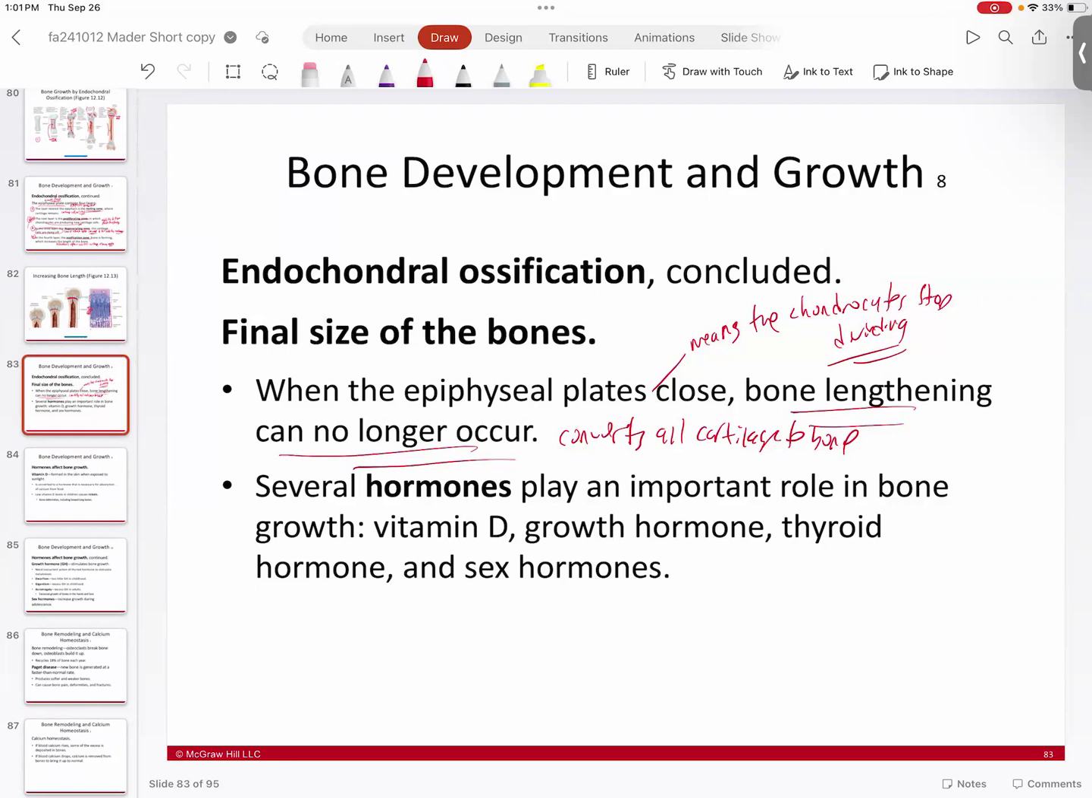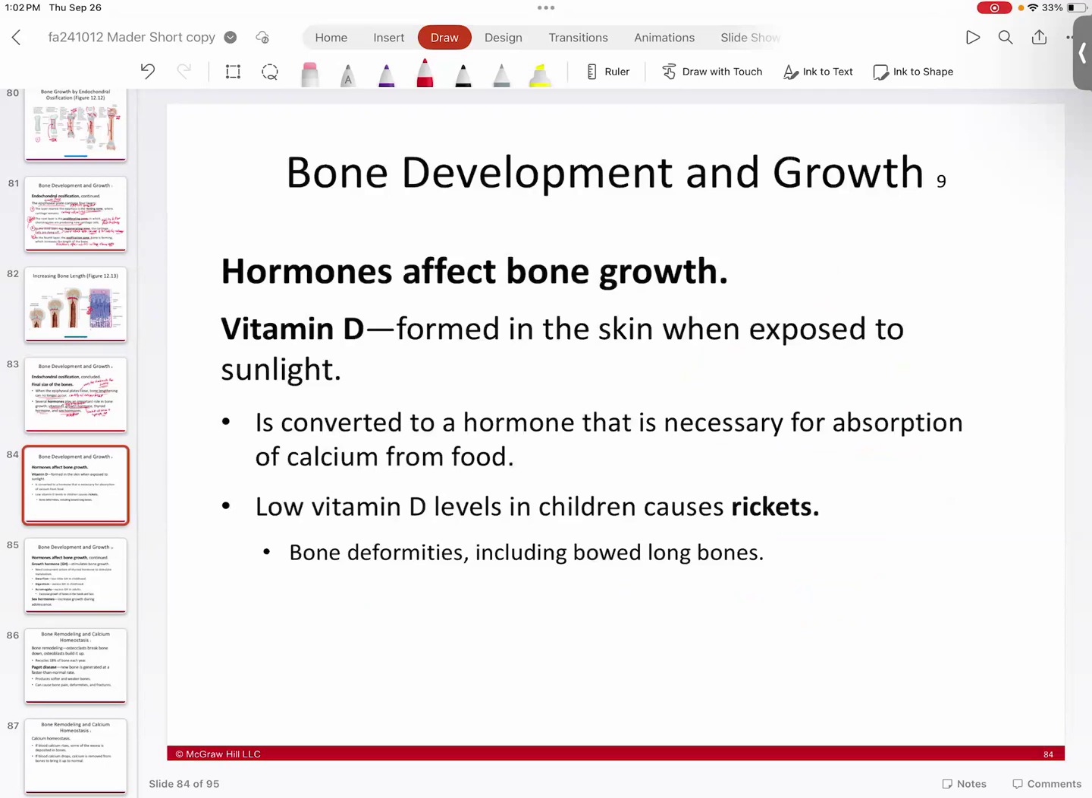So a couple of hormones play a very important role in bone growth. Vitamin D, because it helps to absorb calcium. Growth hormones, thyroid hormones, and of course sex hormones, testosterone for instance, and growth hormones, which will actually stimulate cell division. And this will happen in the hypertrophy zone. So vitamin D is formed in the skin, and it's important because it allows you to absorb calcium from your food, and calcium is stored in the bones. It's also what hardens bones.